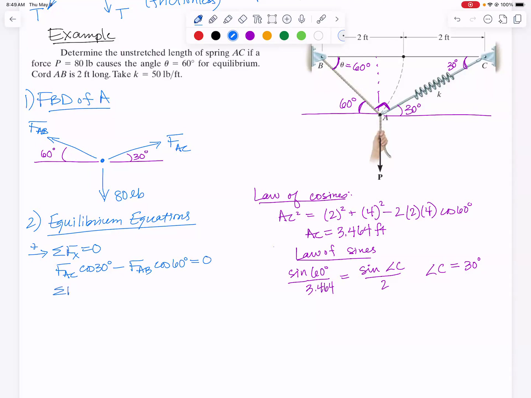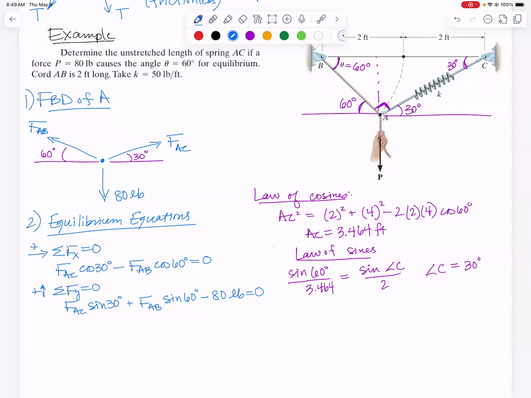Next, I can sum forces in the y direction. If I do that, acting upward, I've got the vertical component, FAC sine of 30, and the vertical component of FAB also points upward, so it also gets a plus sign. Finally, minus 80 pounds equals 0.